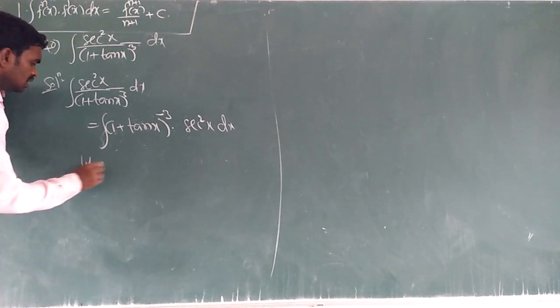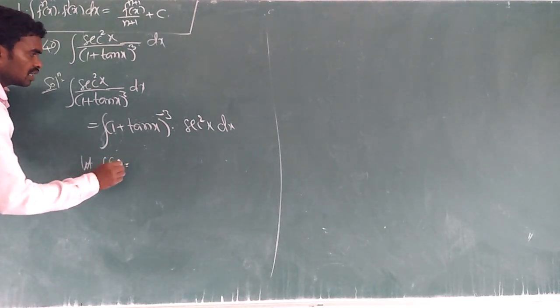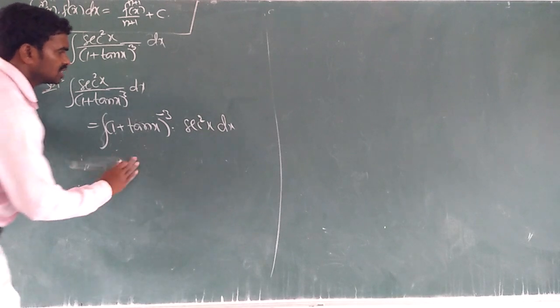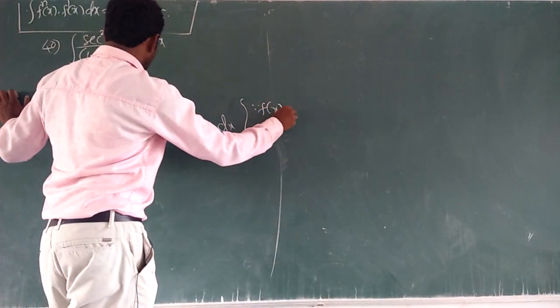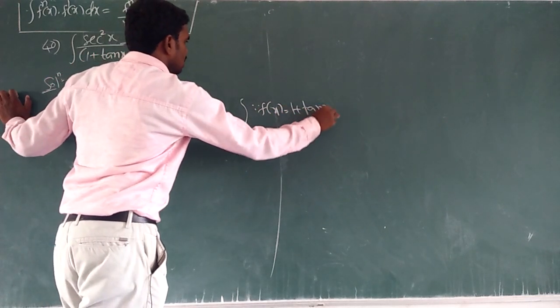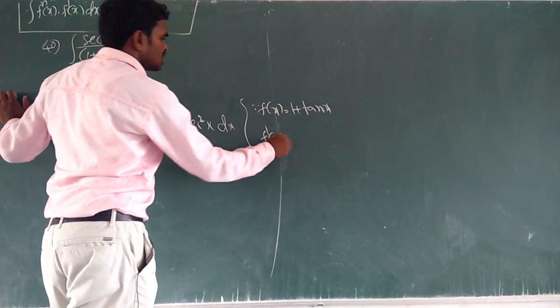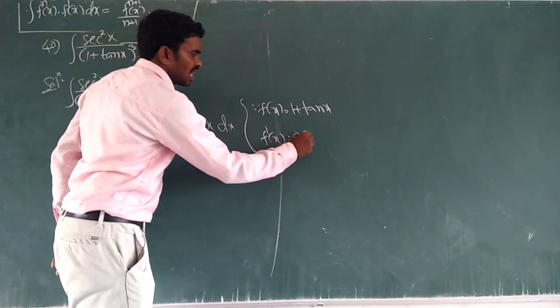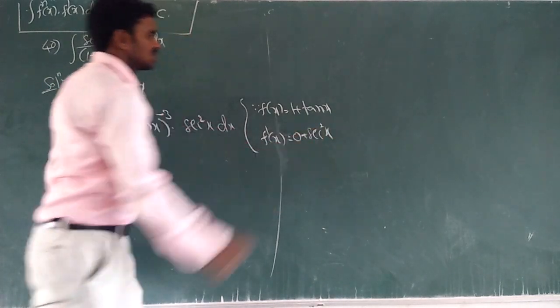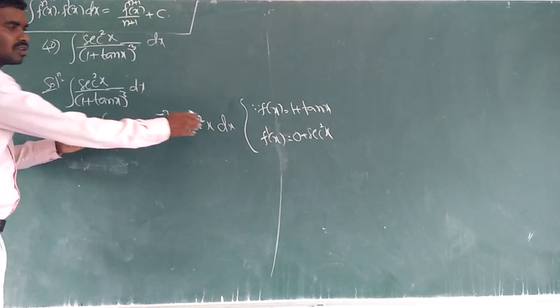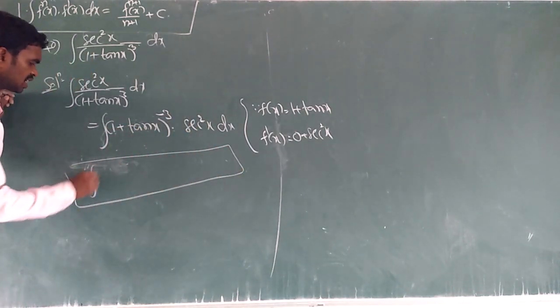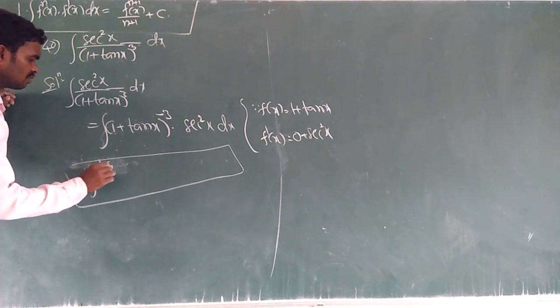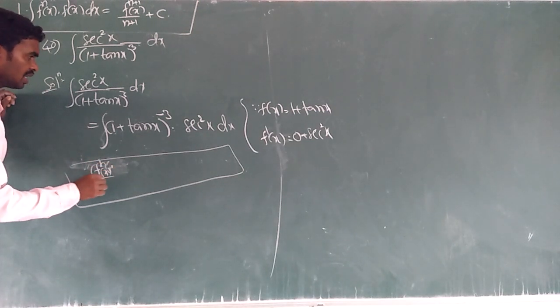Shall we write it in the rough notes? It is better. Since I am taking f of x as 1 plus tan x, then f dash, the derivative of that function, is 1 derivative 0, tan x derivative secant square x. So automatically this is the function and this will be the derivative. So what is the formula for this question? The formula is integration of f of x to the power n.